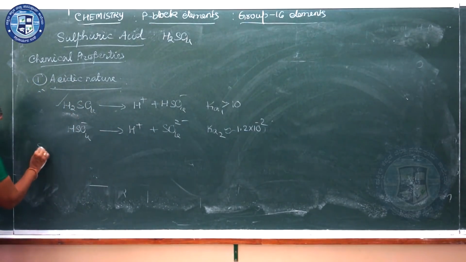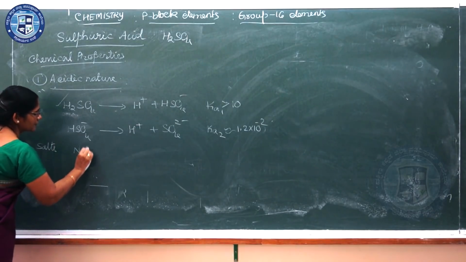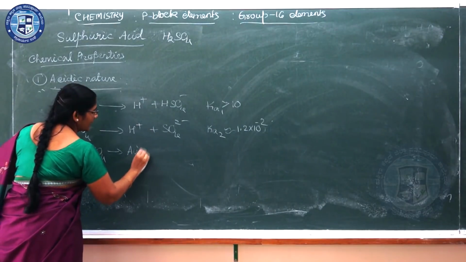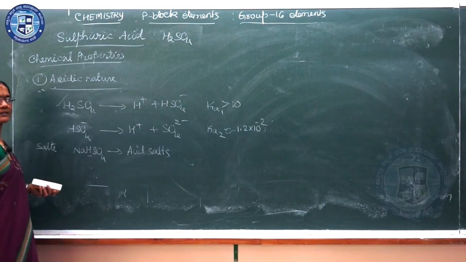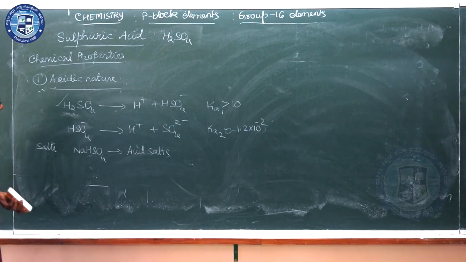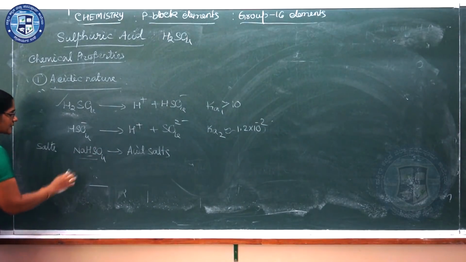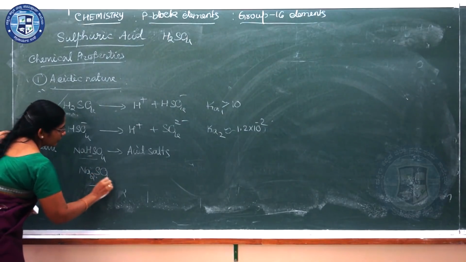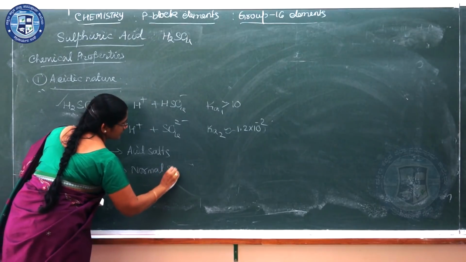What are the salts of sulfuric acid? When one hydrogen is replaced by a metal, for example sodium hydrogen sulfate, such salts are called acid salts. It is a salt as well as acidic because of the presence of one more hydrogen which can be replaced. These are acid salts, hydrogen sulfates. If both the hydrogen atoms are replaced, it is sodium sulfate with no hydrogen. They are called normal sulfates.